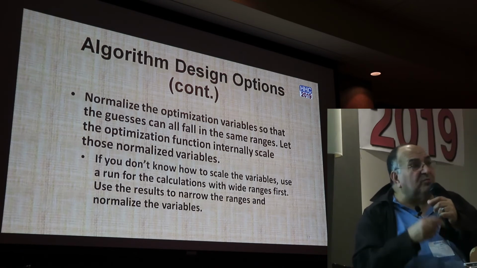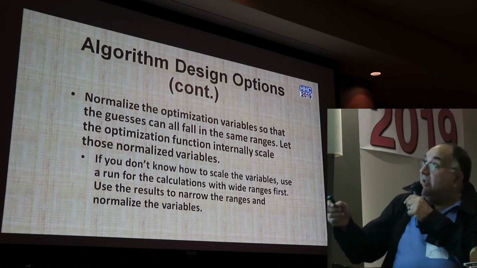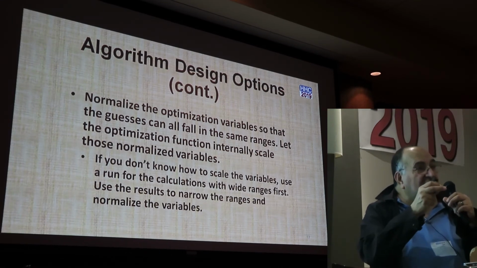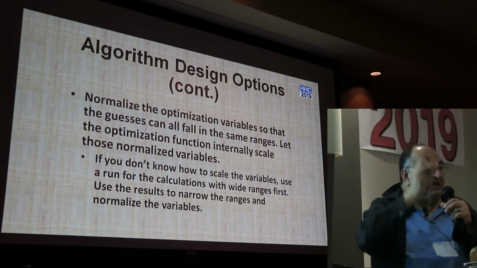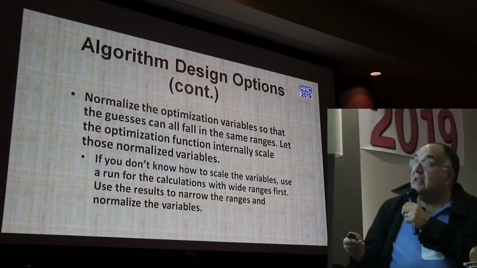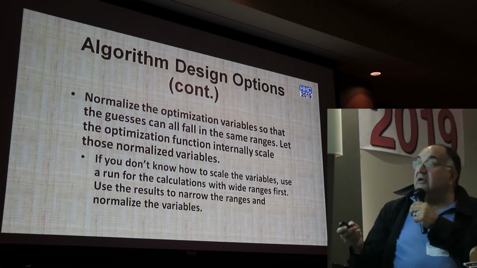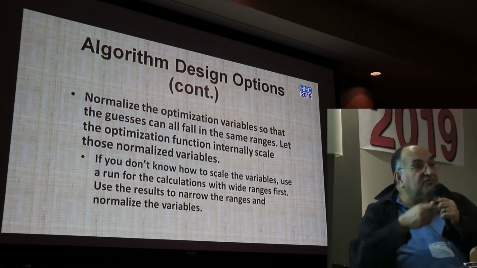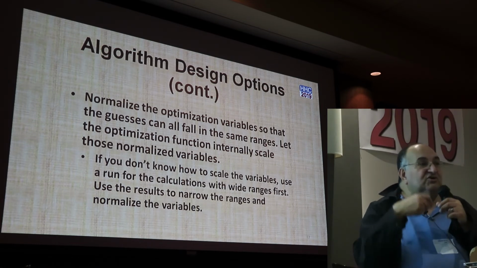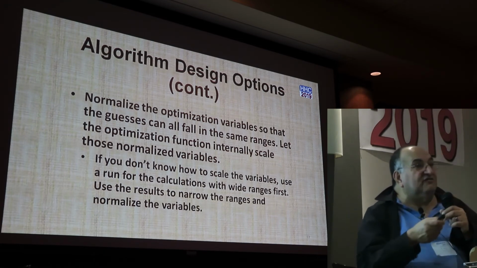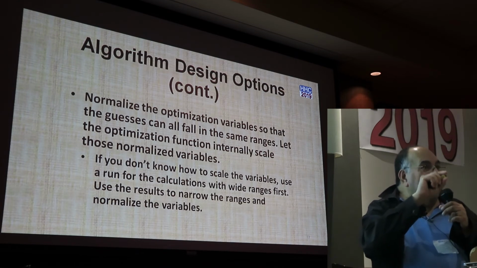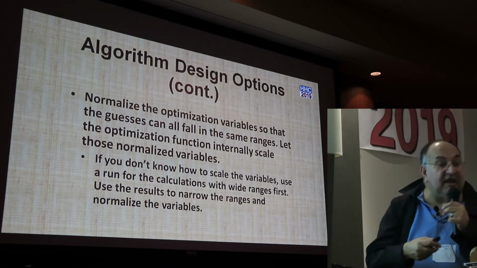The other option is to normalize the variables so that they all fall in ranges of the same magnitude, not necessarily literally the same range, but the same magnitude. So if you have something in the 1,000, you scale it down, and then you let the function worry about reverse scaling it as it does the calculations. Now, if you don't know how to scale the variables, you can run calculations with a wide range first and see the results that come out. And again, with evolutionary optimization, you rarely just run it once. You run it several times and you tweak things, you fine-tune things. Actually, if you get a value, you can take that value, add a little bit, create really narrow ranges and run it again and get better values.